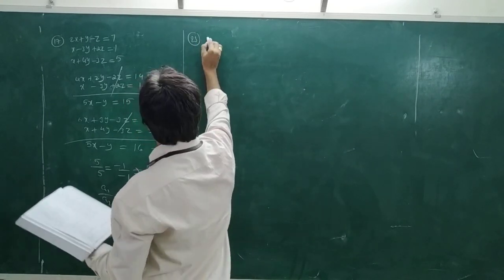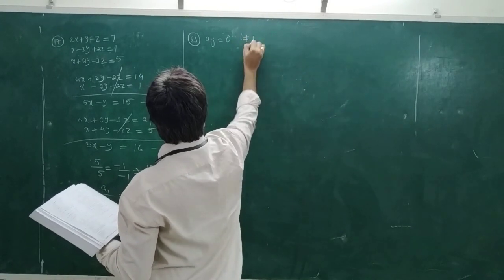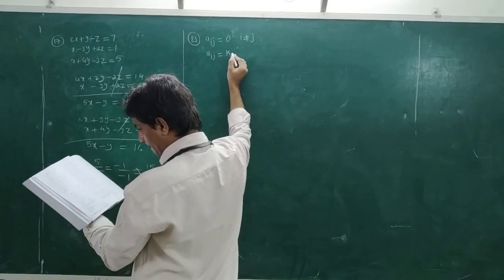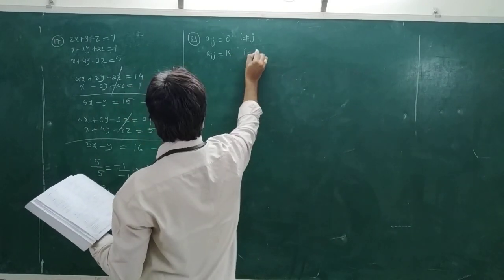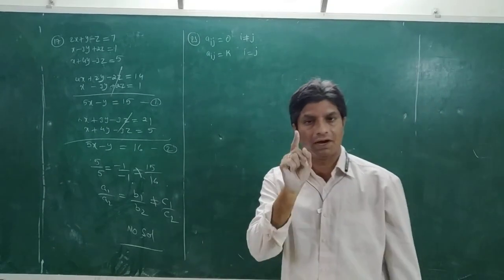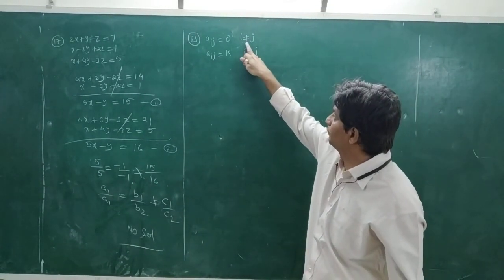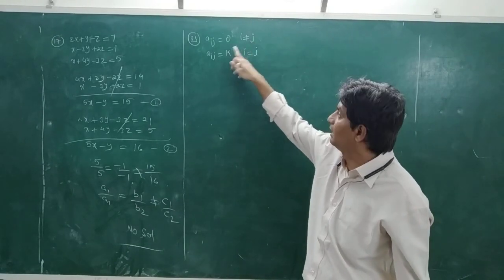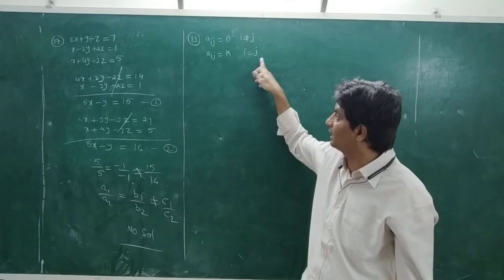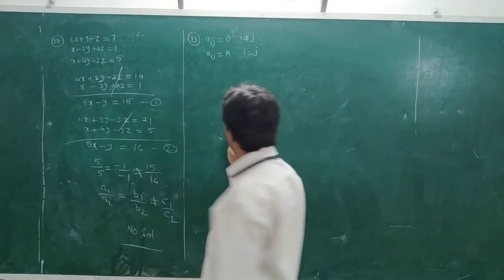The square matrix A is given. Aij is equal to 0 for i not equal to j, and Aij equal to some constant k where i equal to j. I equal to j means what? i means the position of the row, j means the position of the column. Here, whenever the position of the row and the position of the column are not equal, the value is given as 0. Whenever the position of the row and the position of the column are equal, in that place we will take k. What is the meaning of this?